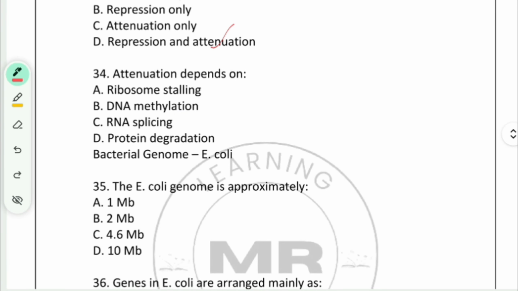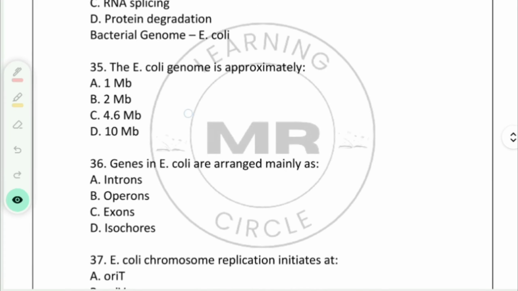Question number 34. Attenuation depends on. Options are A. ribosome stalling, B. DNA methylation, C. RNA splicing, D. protein degradation. Correct answer for this question is option A, ribosome stalling.